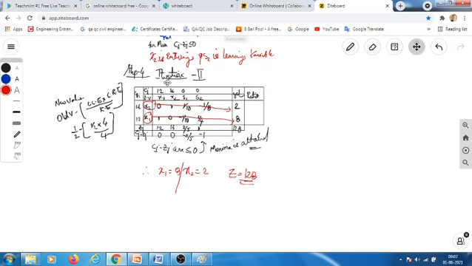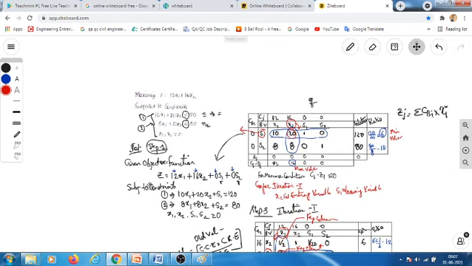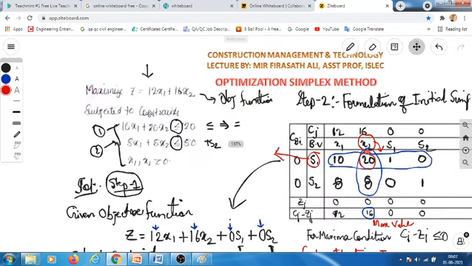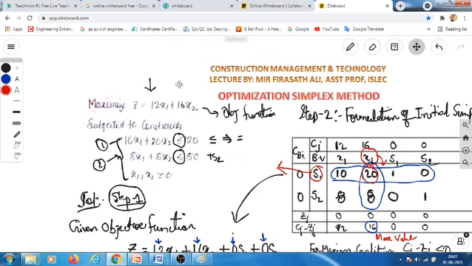So the solution to our given problem: what is the maximized value? Here the value of x1 should be equal to 8 and the value of x2 should be equal to 2, so that the maximum value of z is 128. If you substitute 8 and 2 in this equation, you will get the value as 128 only.